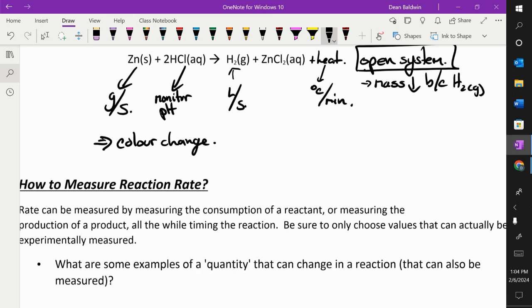That's an open system. If I close that, if I put a lid on here and heat up the water, what's going to happen? Why is it going to explode eventually? Pressure is going to increase. So if it's a closed system, you can monitor the pressure because we're producing a gas. Okay.